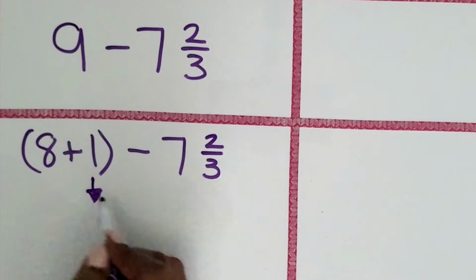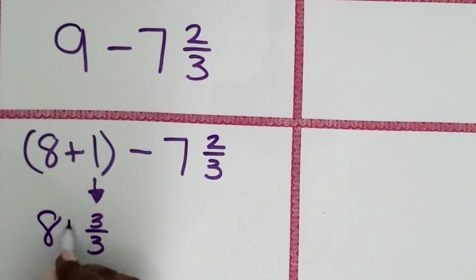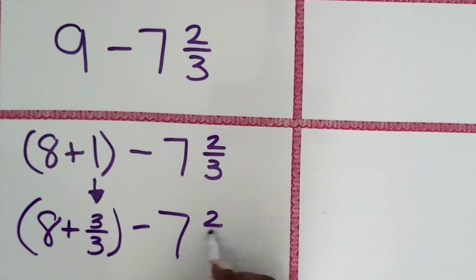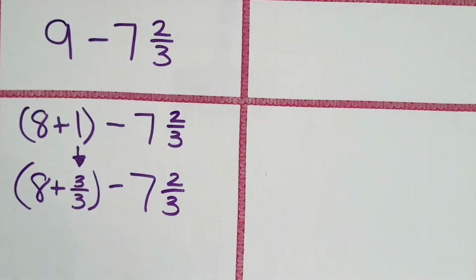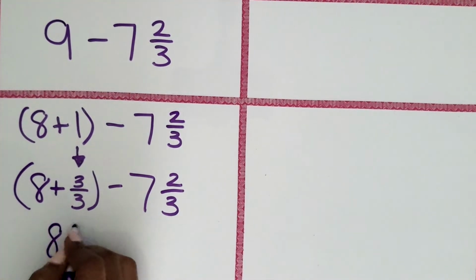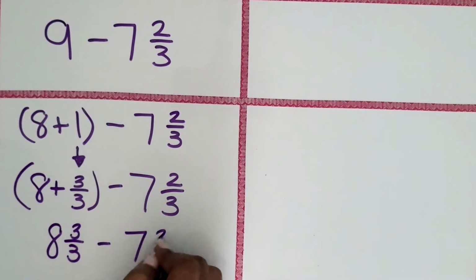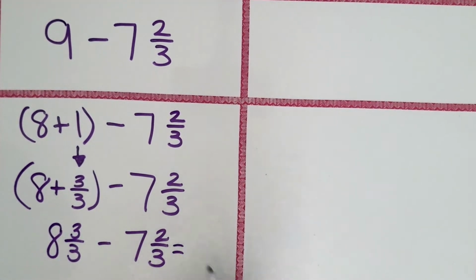And since 2/3 has a 3 as a denominator, our 1 whole can be turned into 3/3 because that's equivalent to 1 whole as well. So instead of it being 8 plus 1, we can say 8 plus 3/3 minus 7 2/3. So 8 3/3 minus 7 2/3. Now they're alike, so we can subtract.